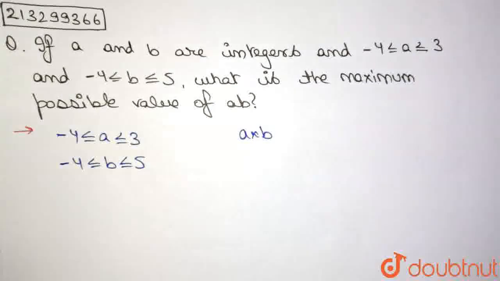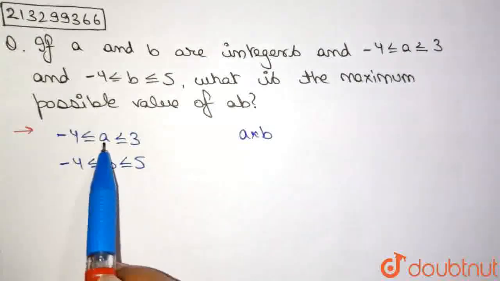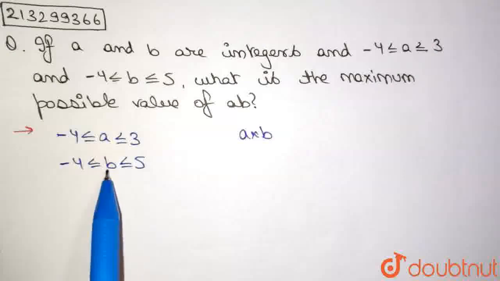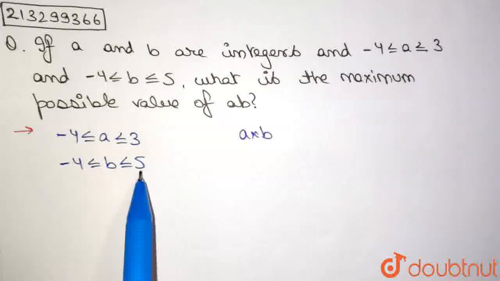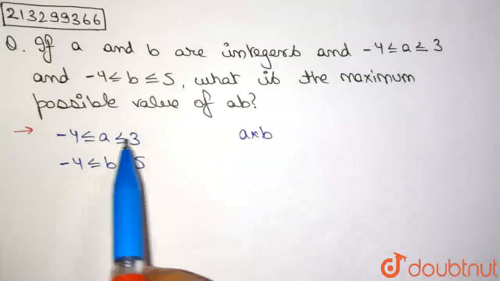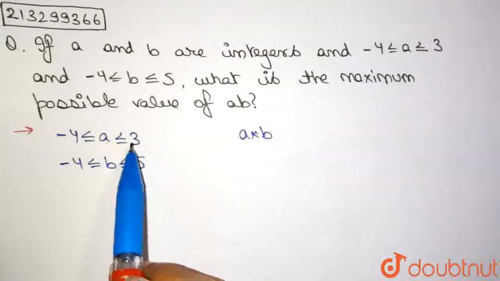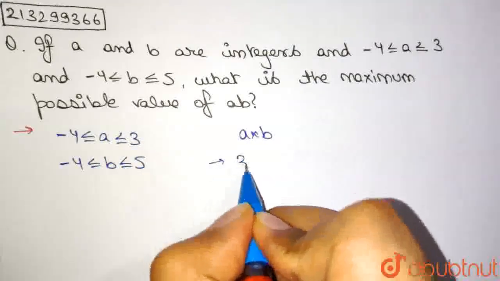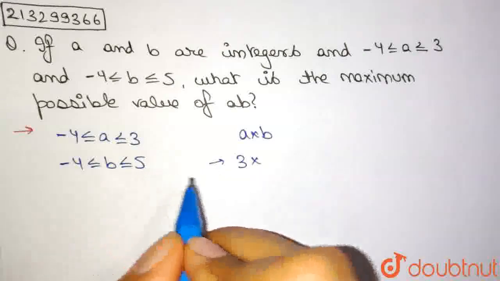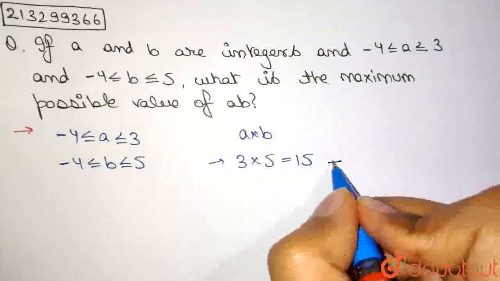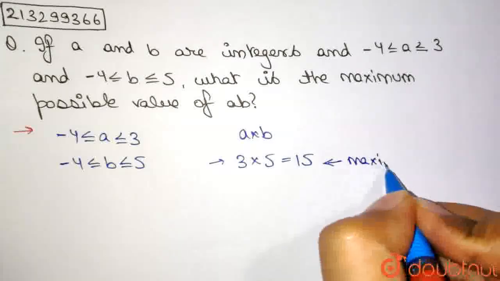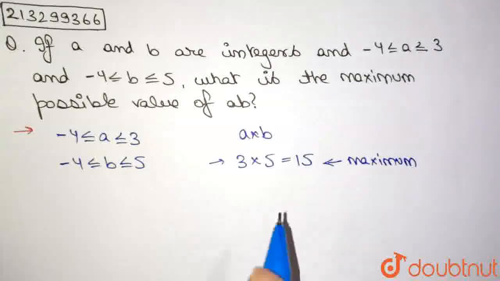Now, to find the maximum value of a into b, I'm going to multiply the maximum possible value of a with the maximum possible value of b. The maximum possible value of a is 3, so we get 3 into the maximum possible value of b, 5, which equals 15. So this is the maximum possible value if you multiply the maximum values of a and b.